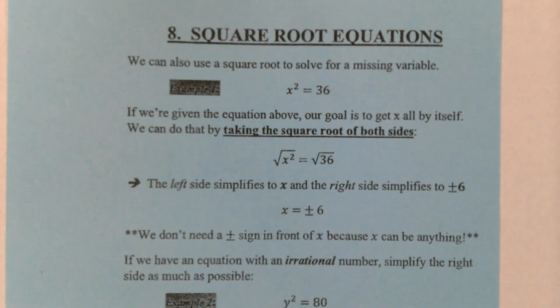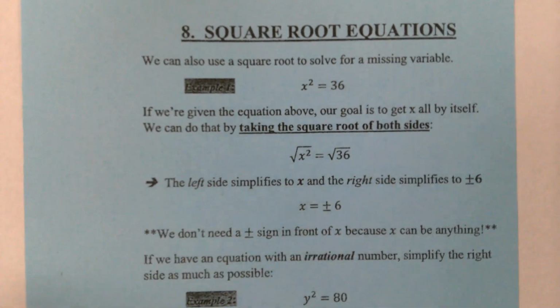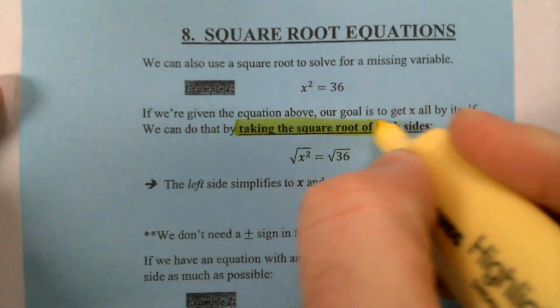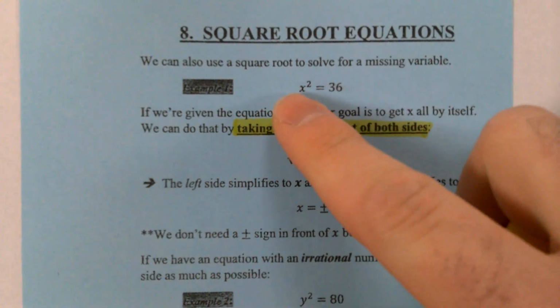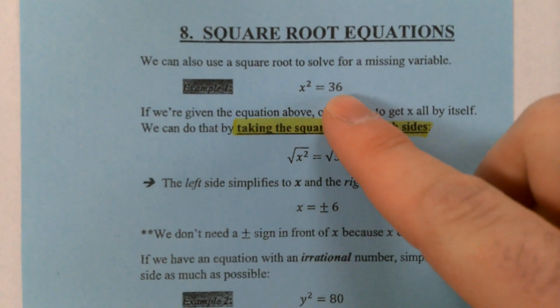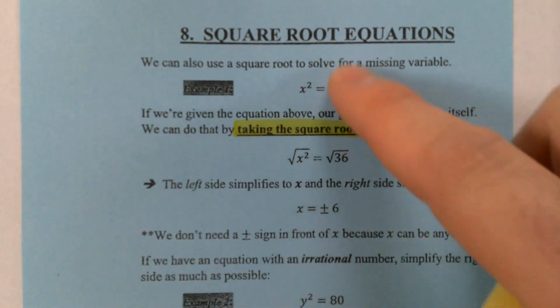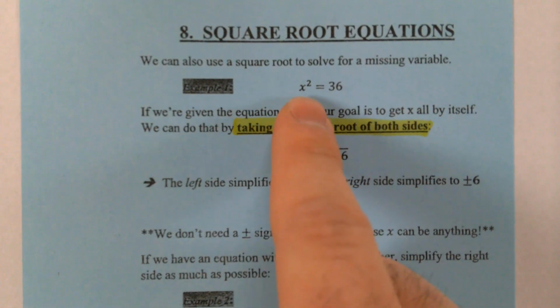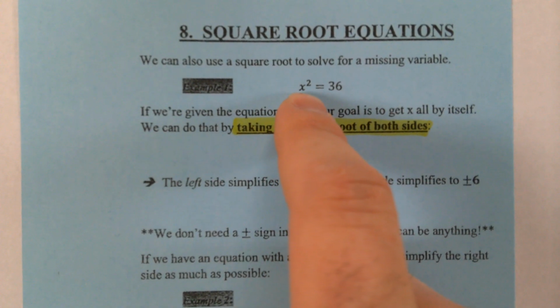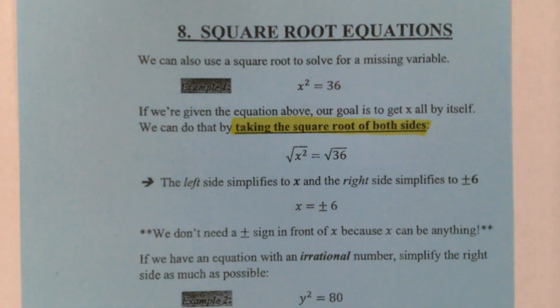But here's what we're actually doing. We are taking the square root of both sides. Remember, what we do to one side, we always have to do to the other. An equation is like a scale. It needs to be balanced on both sides for it to work. So if we have this equation, x squared equals 36, remember, our goal here when solving any type of equation is to get the variable all by itself. Now, is x all by itself right now? No, it's got that exponent of 2 on top.